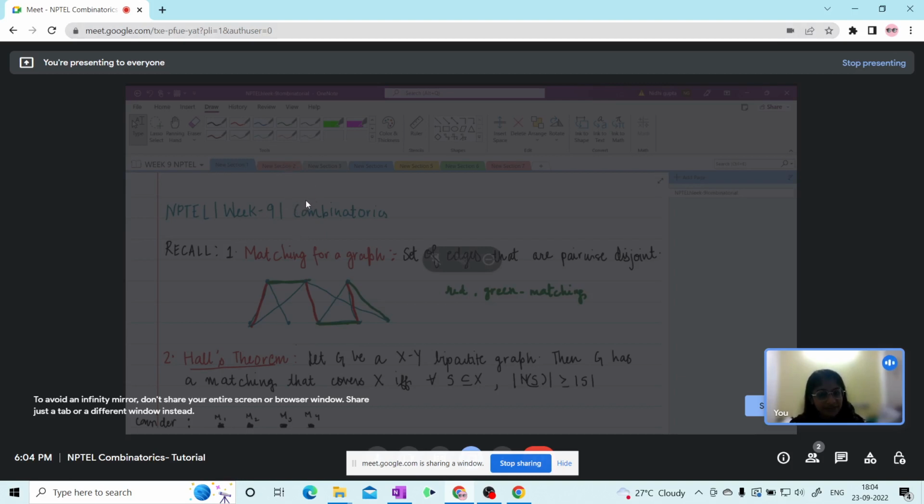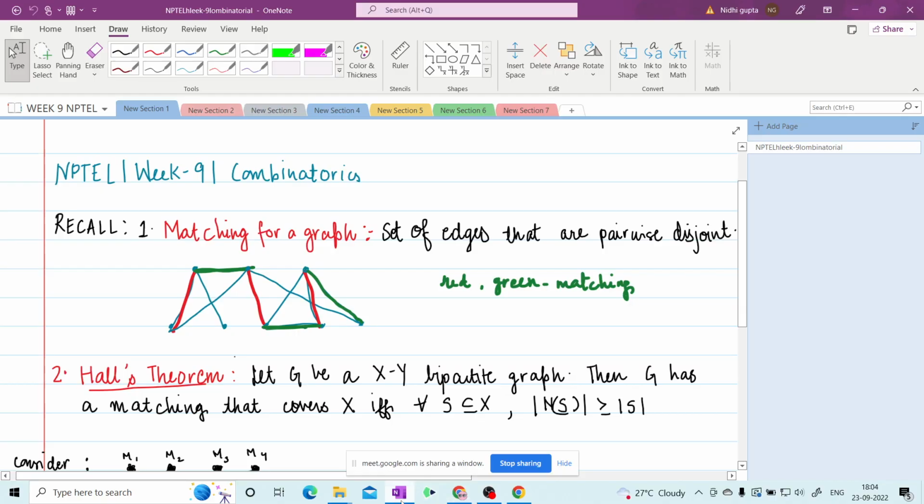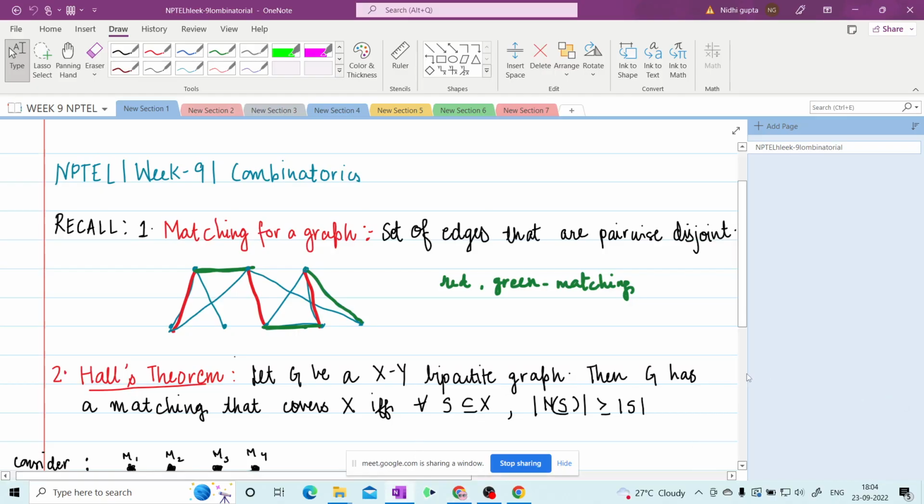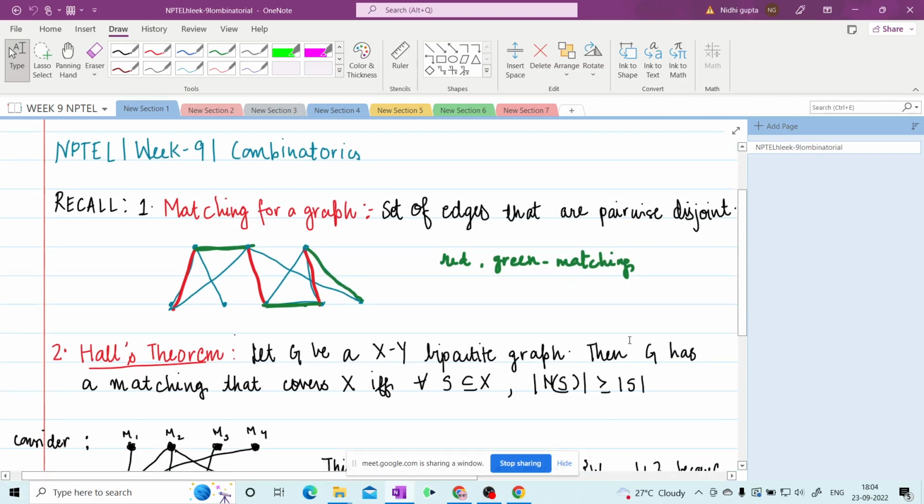So today we'll be discussing a few problems on graph theory, in particular on planar graphs and Hall's theorem. Okay, so let's start. First I want to recall what Hall's marriage theorem is.